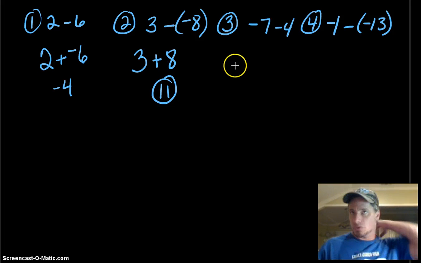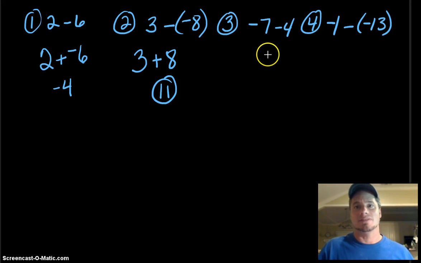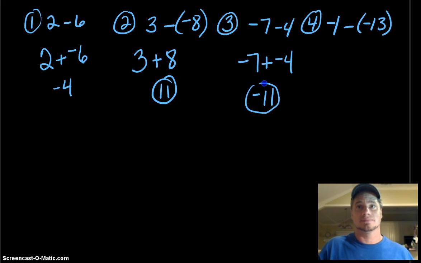Okay, moving to number 3. We've got negative 7 minus 4. We're going to change that to an addition problem. So we change the minus to a plus. Now we change the sign of the number behind it. It was a positive 4. It's going to be a negative 4. So we have negative 7 plus negative 4. Same sign sum. 7 plus 4 is 11. It gets the sign of both numbers, which is negative. Remember, when we change to addition, we use the addition rules that we already know. Same sign sum, different signs find the difference.